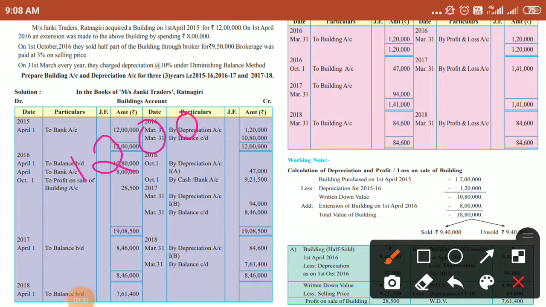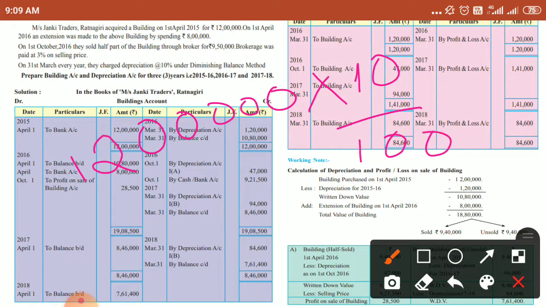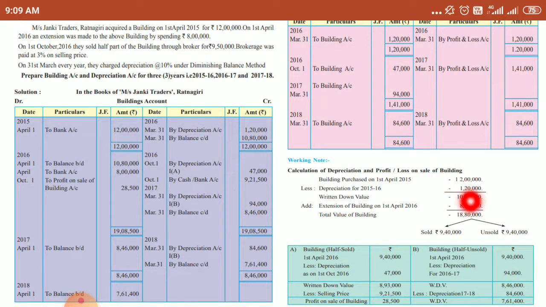So how will we calculate depreciation? 12 lakh multiplied by 10 upon 100. We take the full year because the building is purchased on 1st April, the start of the year. So the amount of depreciation is 1,20,000. Less depreciation 1,20,000, so the written down value is 10,80,000.